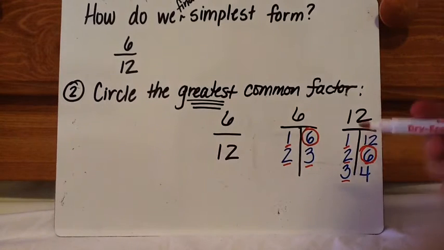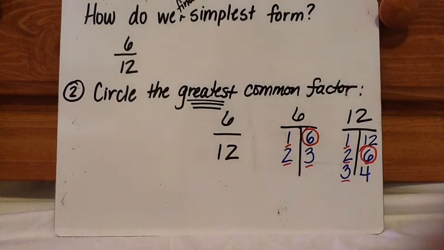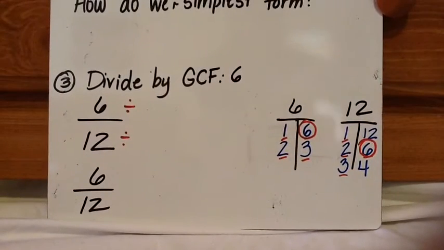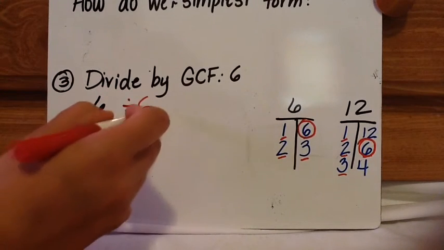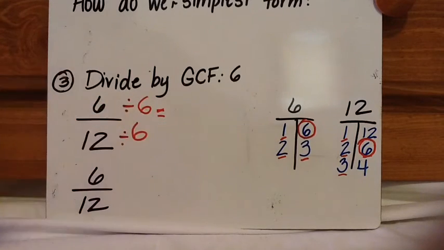A lot of people overlook the greatest common factor by accident and they'll pick the 3. And yes, you can divide by 3 and you will get an equivalent fraction, but you won't get simplest form. So I'll show that with an example in a second. Okay, so step 3 is divide by the greatest common factor, which is 6. So what you do is you write your fraction and you set it up and you write divide by 6, top and the bottom. 6 divided by 6, 12 divided by 6.